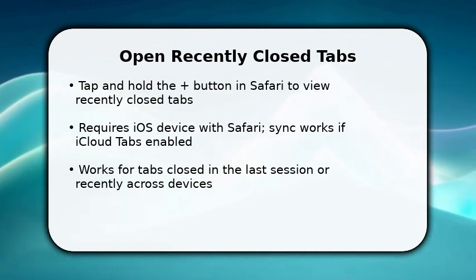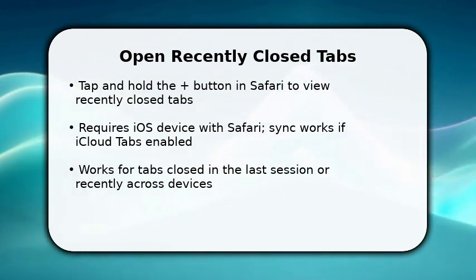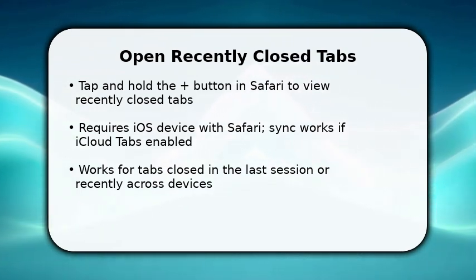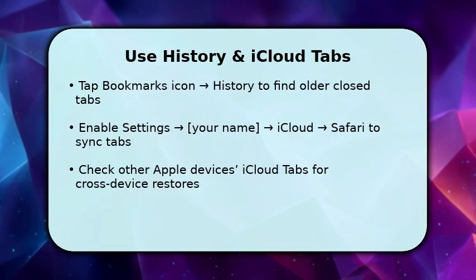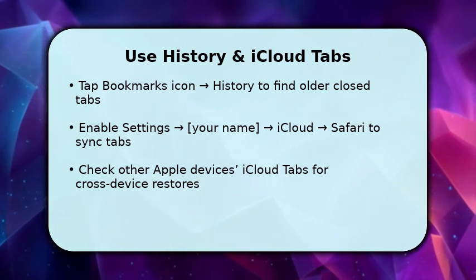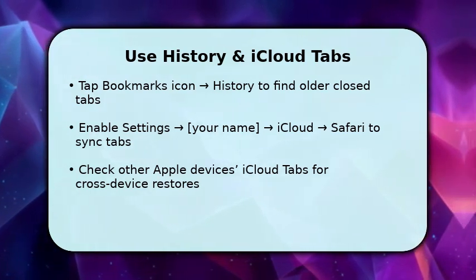Once you see the list, scan for the title or domain you need, then tap the entry to reopen it. This restores the tab exactly where you left off. If the tab isn't in recently closed, go to Bookmarks and open History to search older pages. This gives a longer record than the quick list.